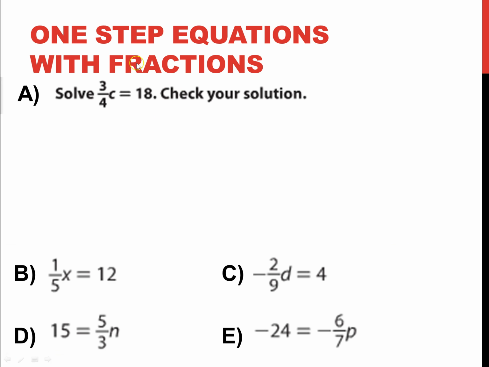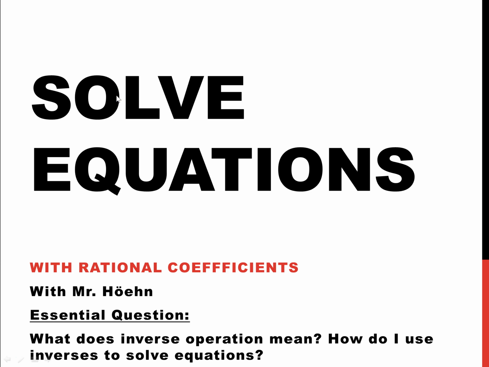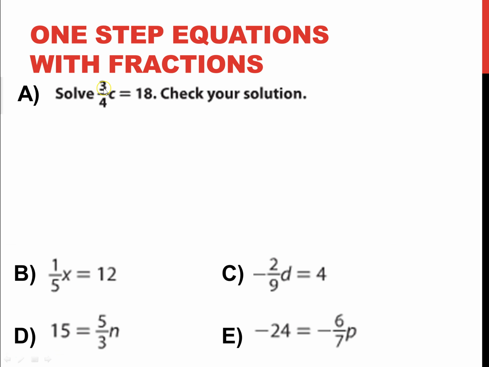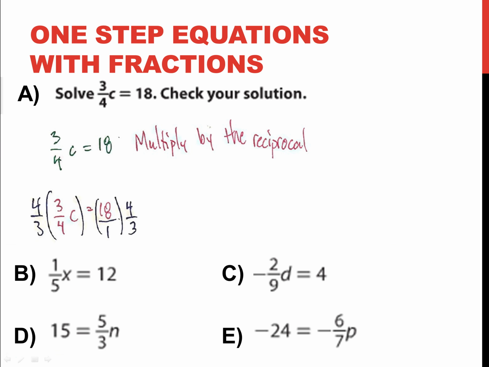One-step equations with fractions, or, as we said in our opening slide, rational coefficients. So we're going to take a look at the first example, A. That's 3/4 C is equal to 18. I'm going to multiply by the reciprocal of 3/4, which is 4/3. The reason that I multiply this way is because the opposite of multiplication is division. But when I divide fractions, I multiply by the reciprocal, so 4/3.